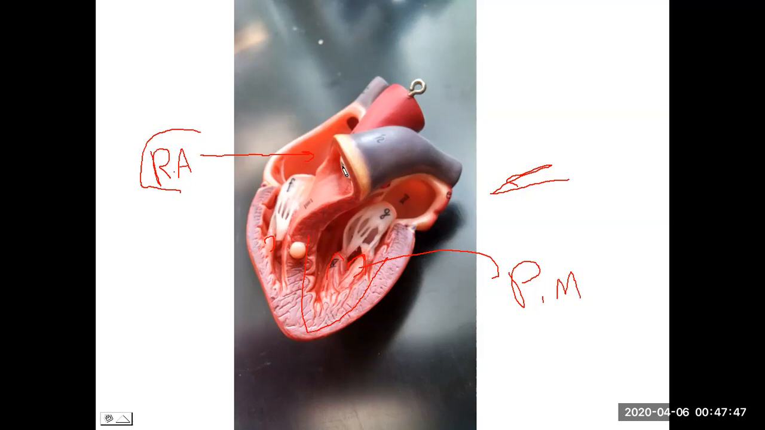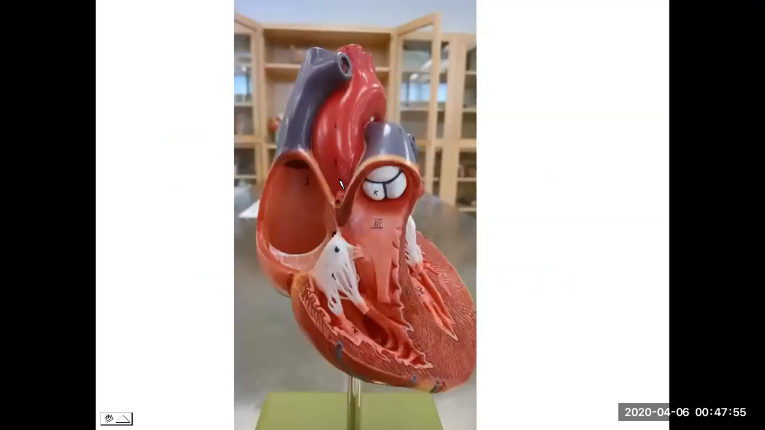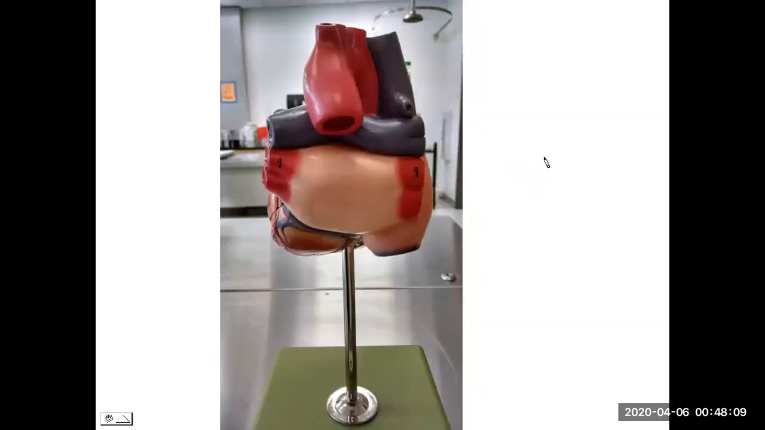The pulmonary semilunar valve, we get a partial view right here. However, we're going to rotate our view. So we're looking at the heart now more from the right side. And here's a good look at that pulmonary valve. There's the pulmonary veins. So we're now at a posterior view, and we can see the multiple pulmonary veins. And for reference, they're all leading into the left atrium.